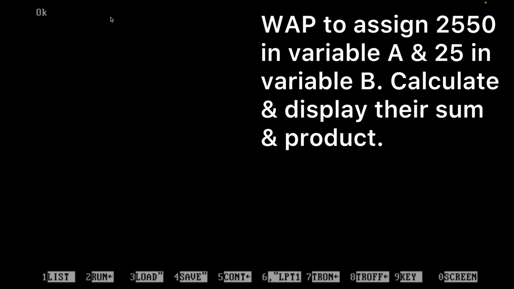Now, there is a question: WAP to assign 2550 in a variable A and 25 in a variable B. Calculate and display their sum and product. So let's start. First of all, we will write 10 CLS, then 20 assign.